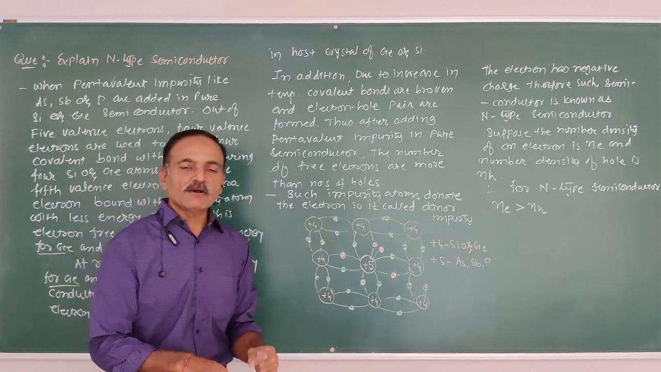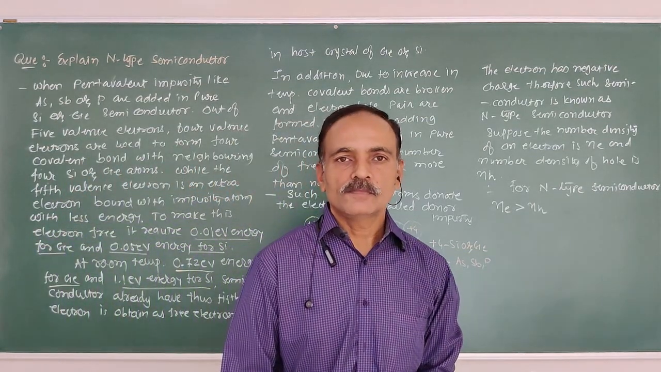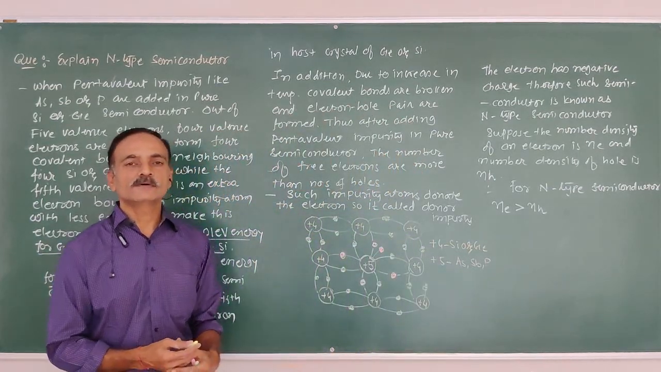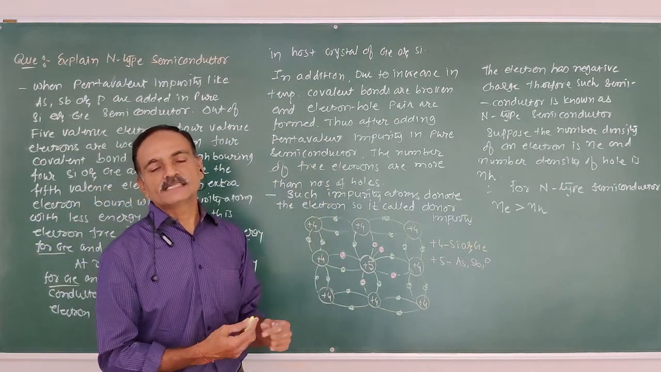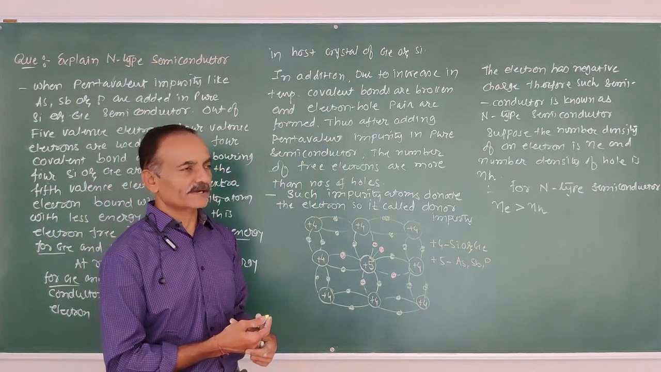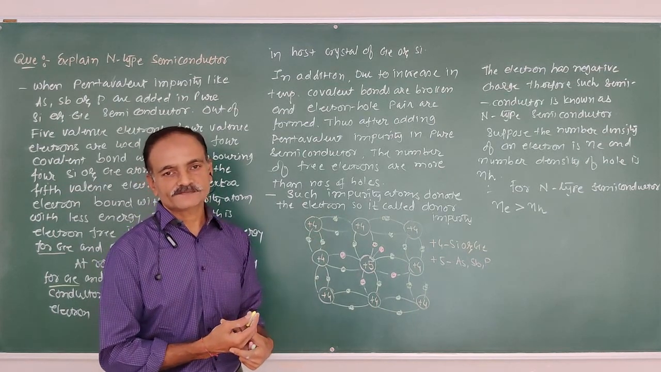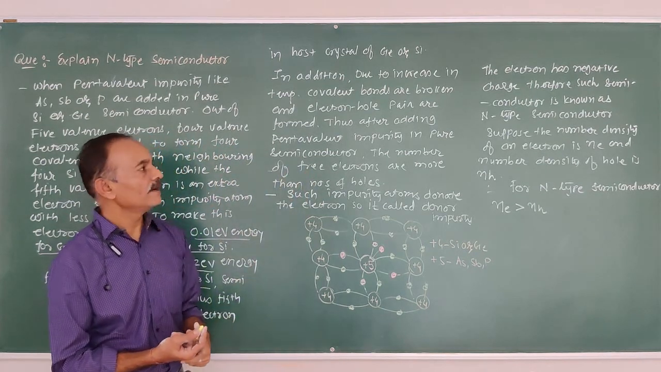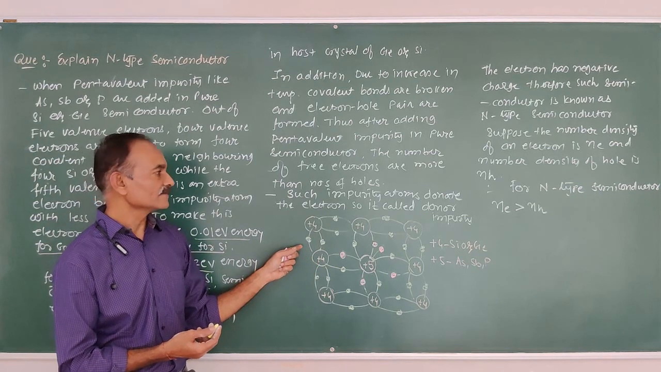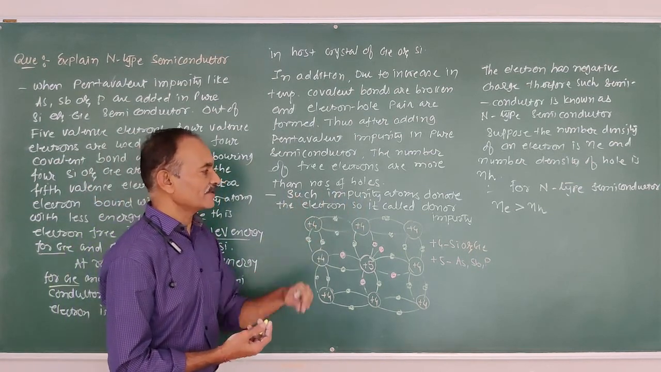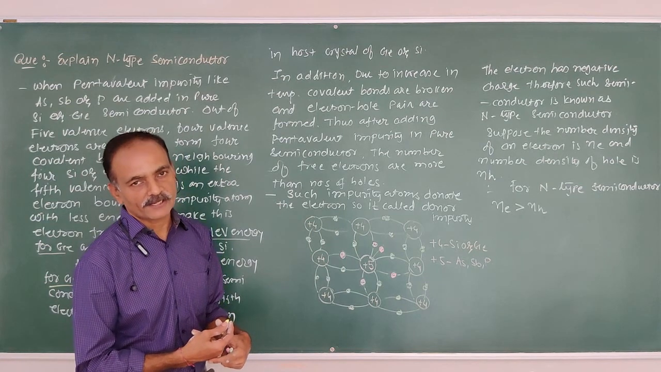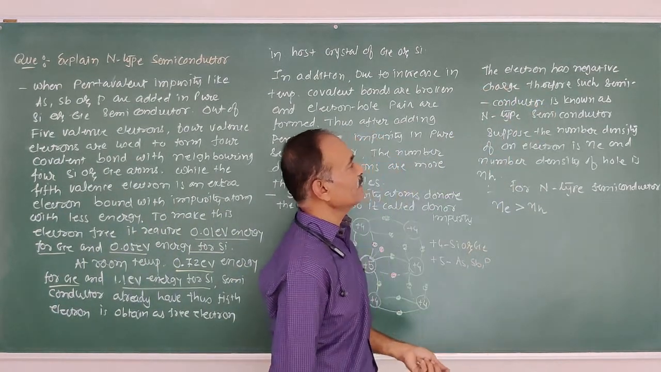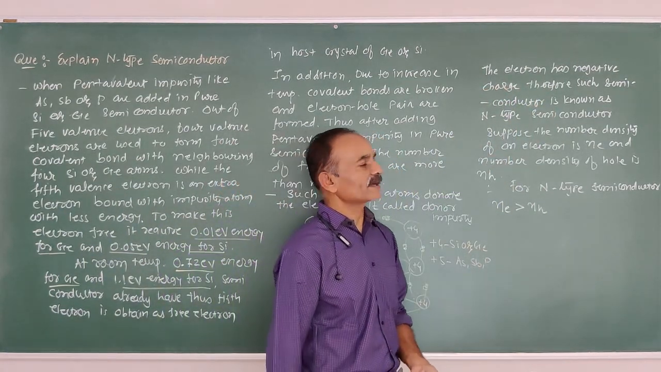So, due to the adding of the pentavalent impurity atom, the extra electrons or free electrons are added to the pure semiconductor. Therefore, the electrons are the majority charge carriers in this type of semiconductor, because the number of free electrons is more than the number of holes. Here, such impurity atoms donate the electron, so it is known as the donor impurity atom. Now, the electron has the negative charge, therefore such a semiconductor is known as the N-type semiconductor.